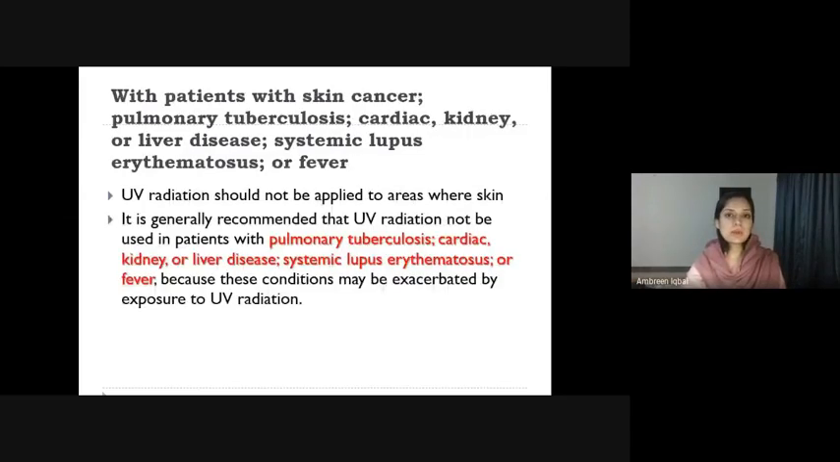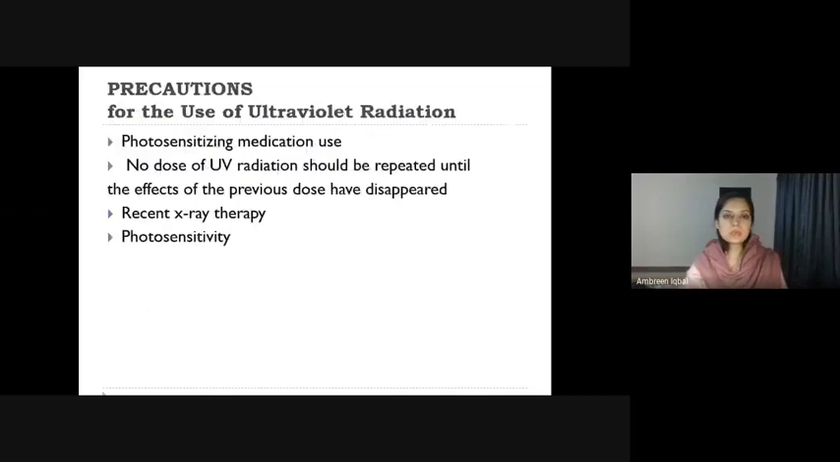It is generally recommended that ultraviolet radiation not be used in patients with pulmonary tuberculosis, cardiac, kidney or liver diseases, systemic lupus erythematosus, or with fever, because these conditions may be exacerbated by exposure to ultraviolet radiation. The next would be the precautions, adverse effects, and techniques of application that we will continue in the coming lecture.